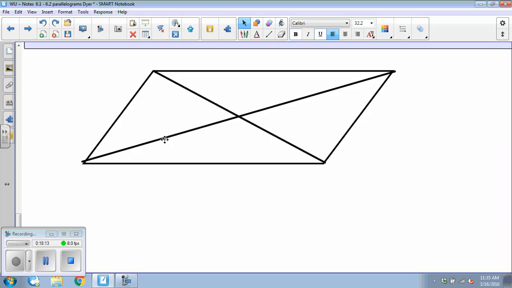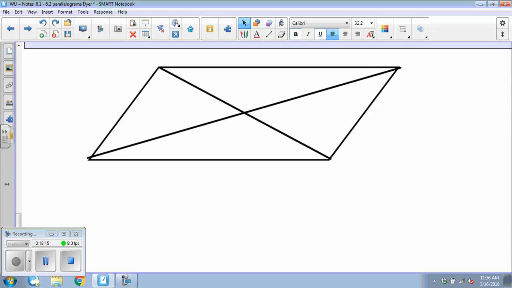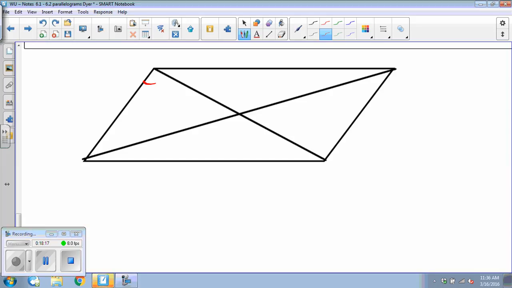Okay, so if I tell you that... is that a parallelogram? Yes. Both pairs of opposite sides are congruent. Yes. No. Why not? It's only one side. Only one pair is congruent. That's not enough information.